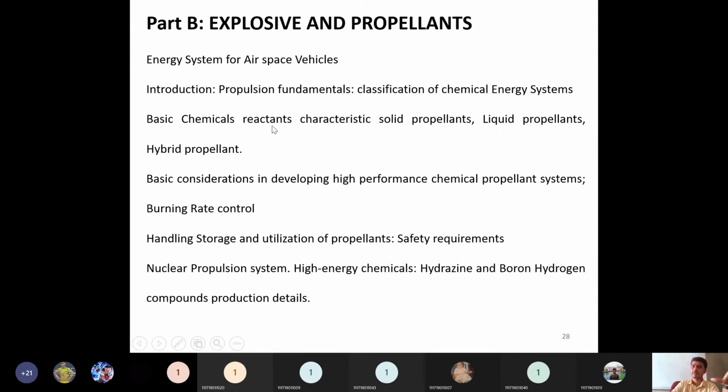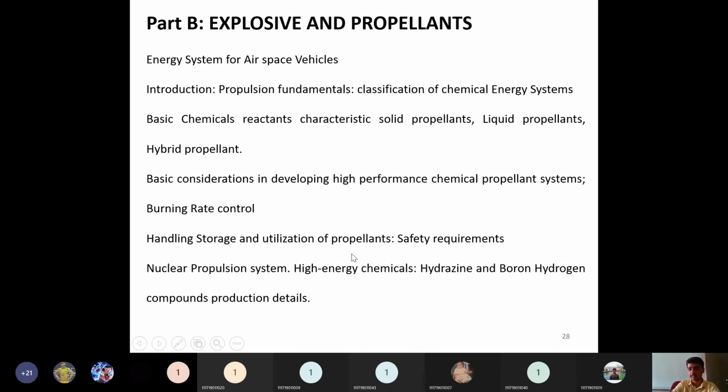Then the basics of chemical reactant characteristics, like solid propellants, liquid propellants, hybrid propellants. What are the definitions of these? In what form will they be present? We will see in this. Then basic considerations, how to develop a good chemical propellant system. We will discuss that in detail. There are parameters which are involved. Then burning rate control, then hydrogen storage, utilization of propellant, what safety aspects have to be involved, what construction safety aspects have to be involved. Then nuclear propulsion system, a small topic, we will discuss. Then the last topic will be the high energy chemicals.